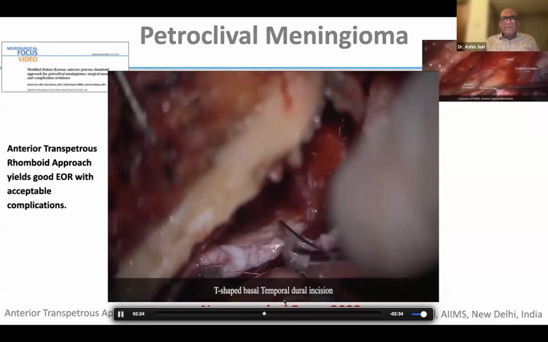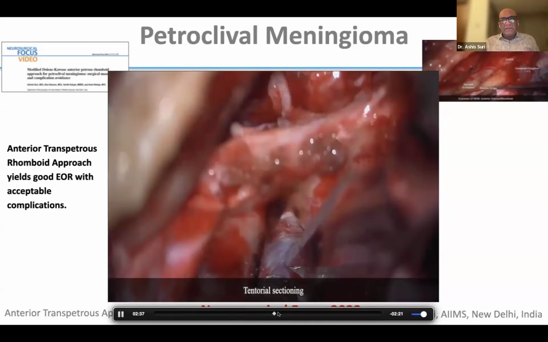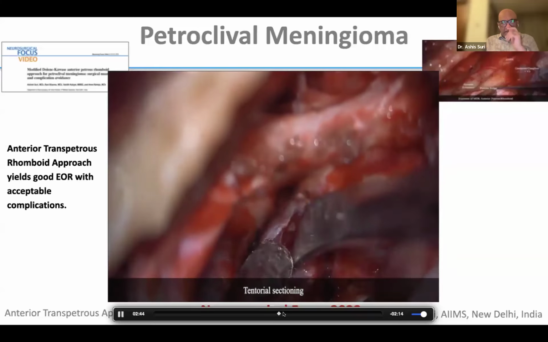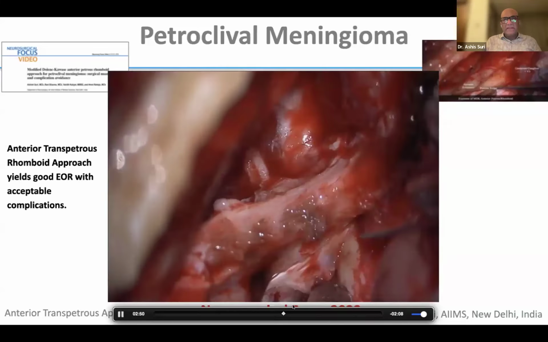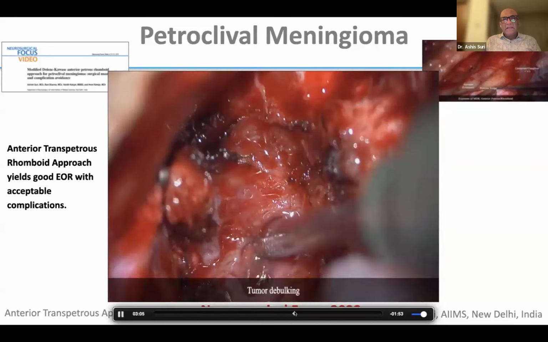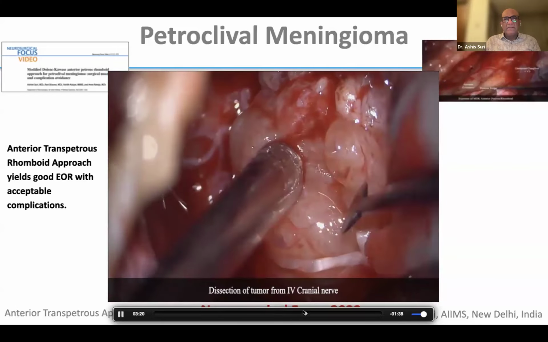This is where you're cutting the tentorium, posterior to the fourth nerve. And in a meningioma, when you're cutting the tentorium, you're already devascularizing a lot of the tumor. That is the superior petrosal sinus, which has been divided. You can coagulate, put ligaclips. Then the tumor is dissected and decompressed.